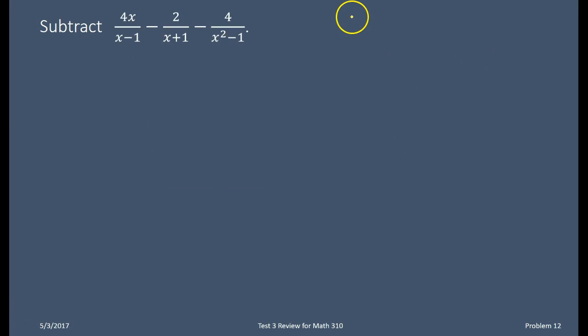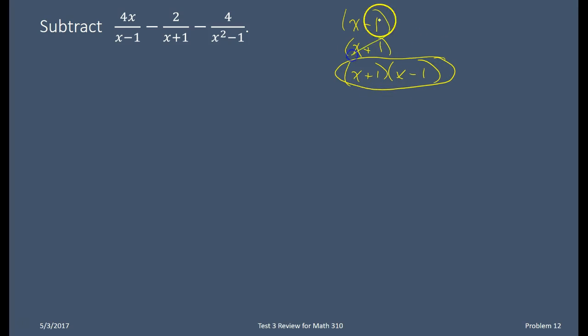Here's another subtraction problem. By now you probably know from practice that the least common denominator is going to be x plus 1, x minus 1. So here are our three denominators. If we circle the unique occurrence of everything, that would be this, and we can ignore these. And so we rewrite the expressions.